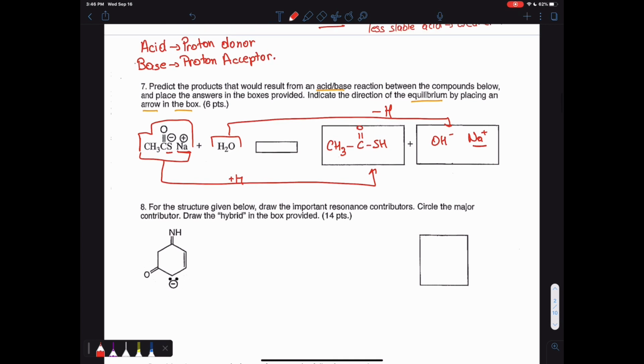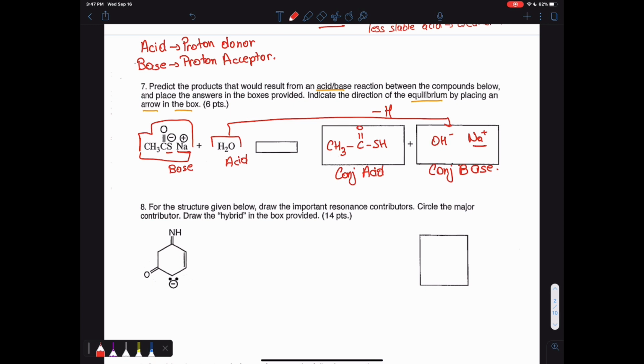So based on the definition that I said before, the acids are proton donors. So I know that the H2O acts as my acid here, and that the CH3C double bond O S minus is going to be my base. And then remember from Gen Chem, the base becomes the conjugate acid, and this will become my conjugate base. Now, at this point, we almost figured everything out. We just need to figure out the equilibrium.